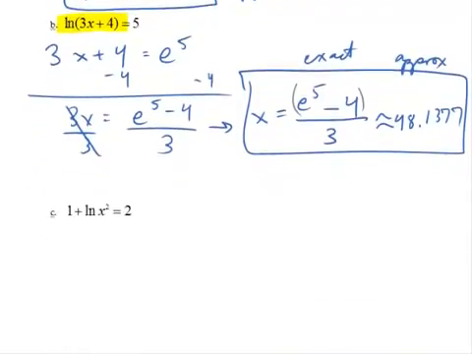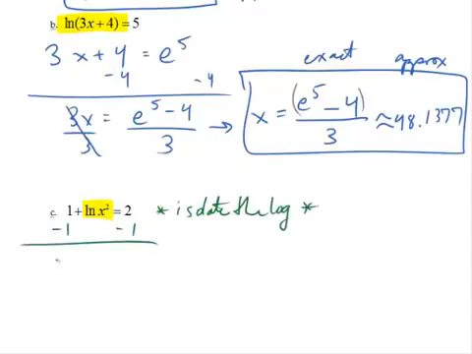All right, now in this example, this part is the log. The 1 is not included inside parentheses, so we do need to move that 1 out of the way. So let's make a note. Isolate the log before you're allowed to convert. So minus 1, minus 1. So ln x squared equals positive 1.